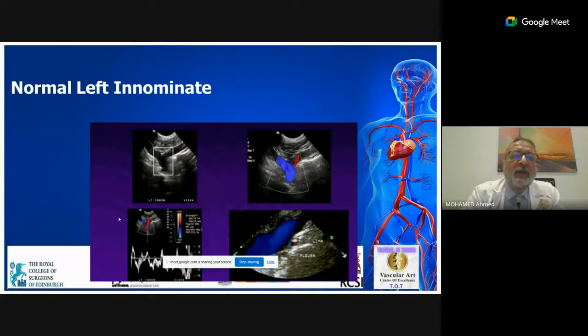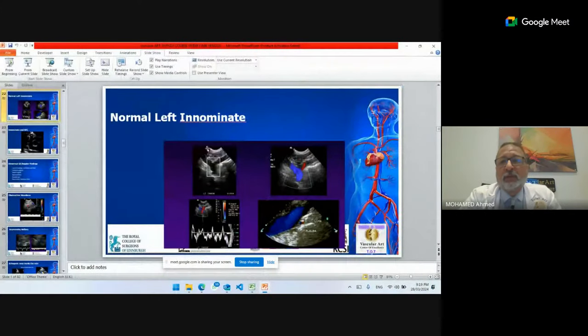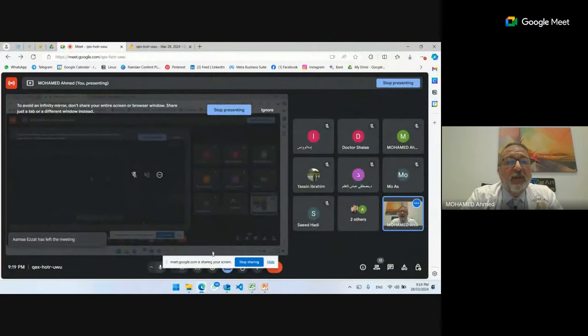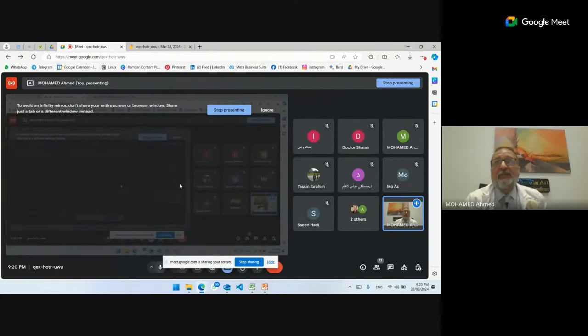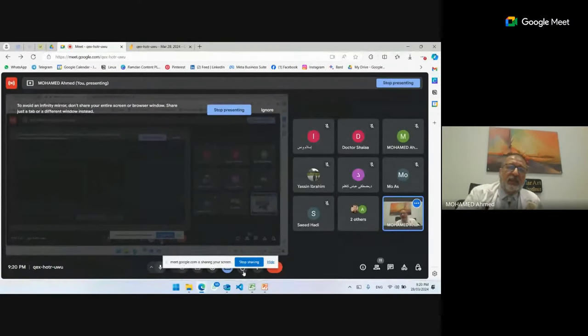It's obviously much better when you do the duplex mapping yourself. You know how the vein looks, how the wall looks, and you can book your patient. So hopefully I have finished the first part of the upper limb venous duplex scan, and we'll go to the second part after having a 5-minute break. So you can have a nice cup of tea, and then we'll see our three vascular consultants doing the duplex scan. I will do the first one, and each one will do one.